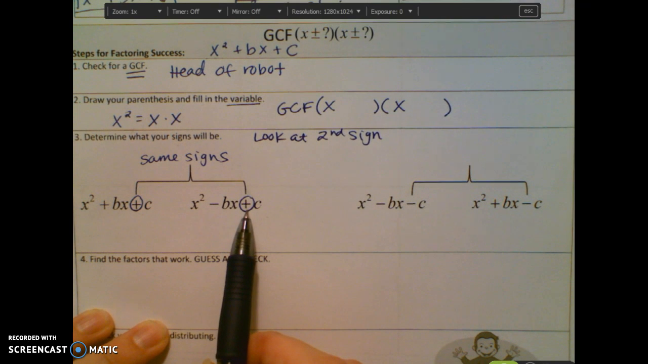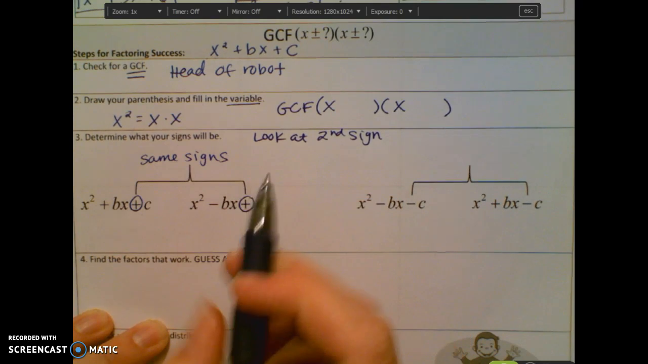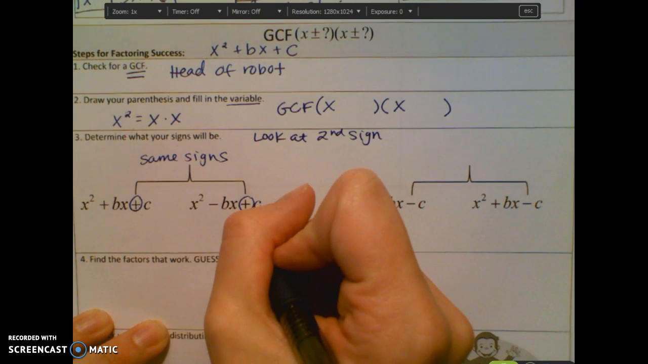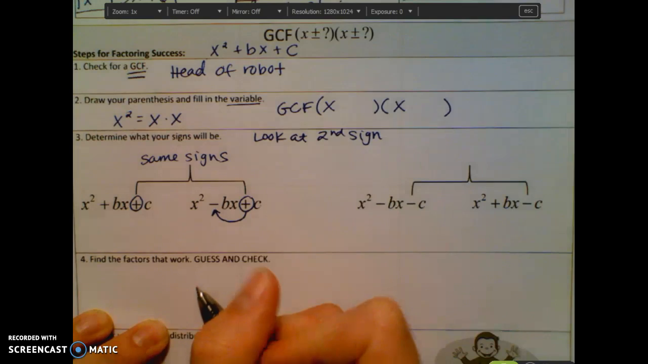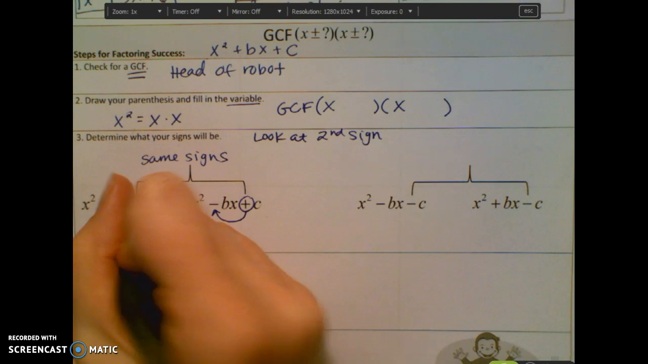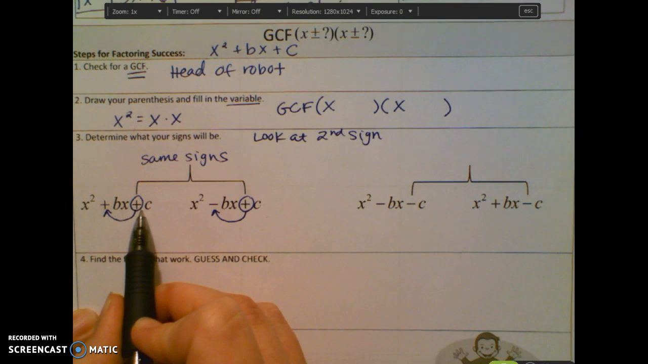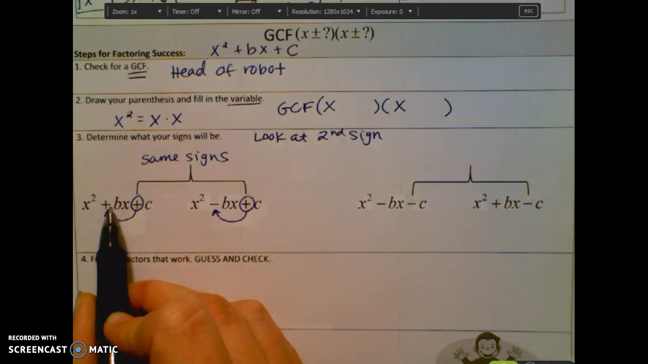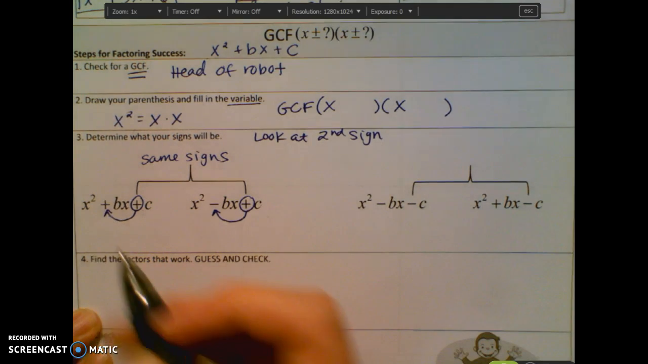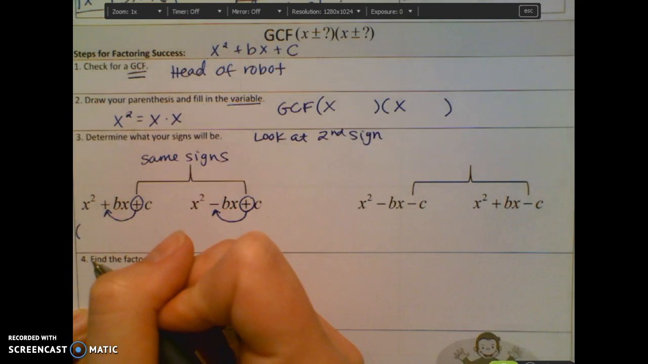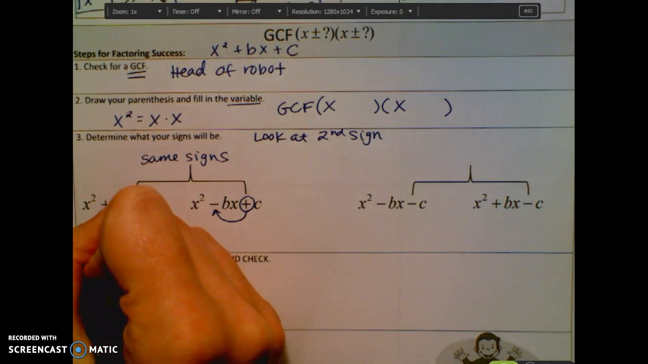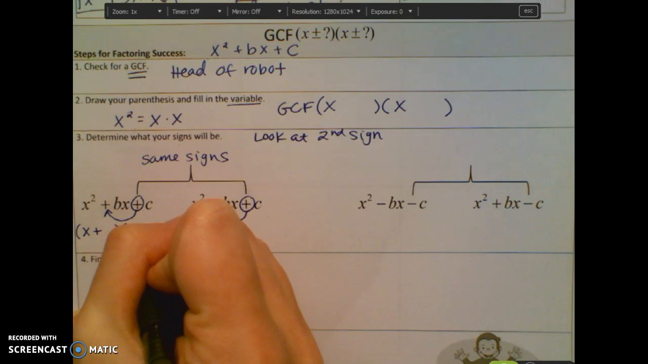Then after we look at the second sign to determine whether we have the same signs or different signs, we go back and look at the first sign. If we have a positive c, and then we go back and we have a positive in front of the bx, that means that both of our signs are going to be positive. So we'll have x plus something times x plus something.